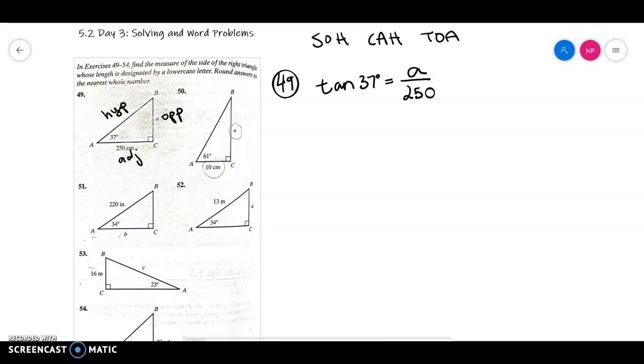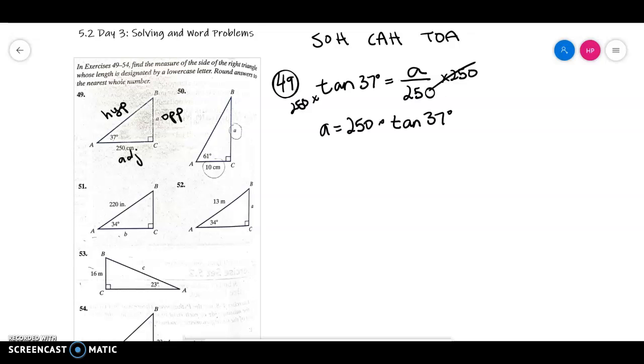Now, all three of these trig ratios, whether I know the numerator or the denominator, there's only so much I can do to undo what's here. Whenever you're dividing by a value, you multiply to undo it. So this is one of our setups. So we're going to multiply both sides by 250. So A will be equal to 250, and I usually put that value first. It crosses out over there. Times the tangent of 37 degrees.